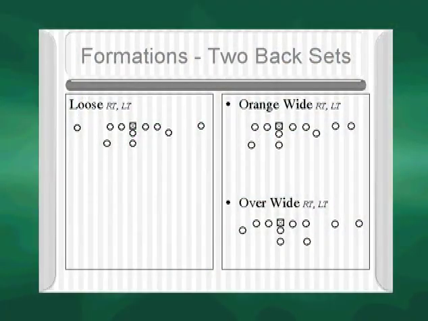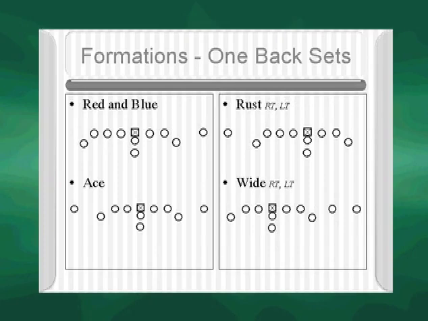Also in the 2-back set, we like the loose formation, which is wing with a split end expanded. And we also like unbalanced loose, which is orange wide, right or left, and over wide, right or left. We also have an array of 1-back sets. It seems like since we've gotten to the option game, we like the 1-back sets to put stress onto the defense, specifically the load block in a 4-3 defense to the stack backers. Red and blue formation provide for a wing and a slot edge.